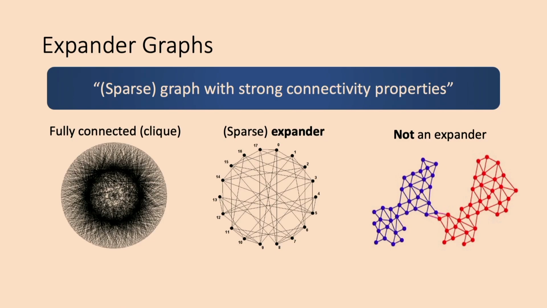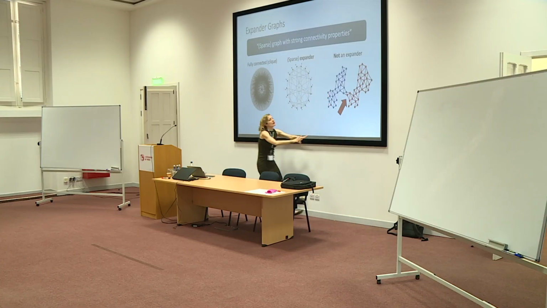And what is the problem with this? Why do I say this graph is not strongly or highly connected? Because, for example, it has a bottleneck here, where only a few edges go across and connect over here to over here. And we'll see that there are a lot of properties such that graphs like this will end up being quite different from graphs like this.